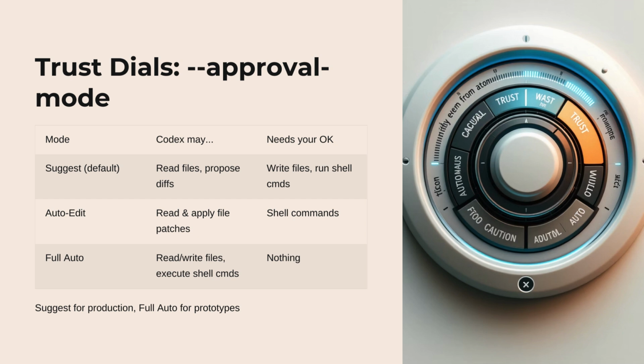Trust styles, approval modes. Codex lets you control exactly how much you trust it to automate things. In suggest mode, the default, it always asks permission before changing anything. In auto edit, it edits files automatically but won't run terminal commands without approval. And full auto mode lets it do everything automatically. Great for prototypes or quick tests, but use carefully.